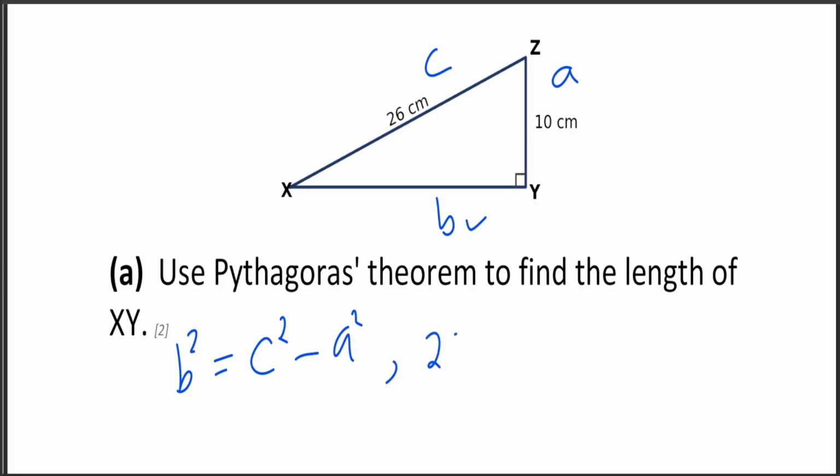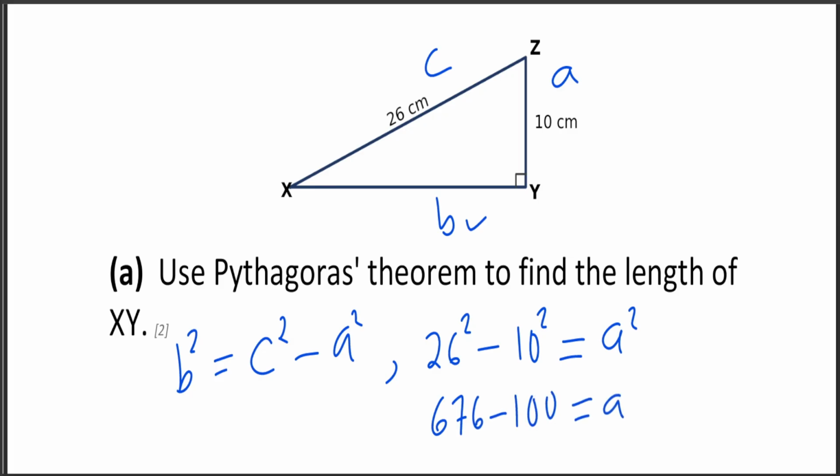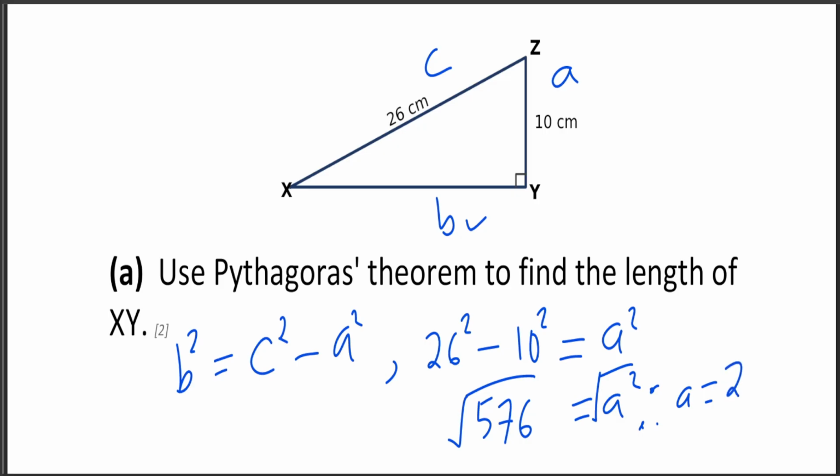So our C being 26 squared minus A squared, which is 10 squared, is equal to B squared. 26 squared is 676 minus 10 squared, which is 100, is equal to B squared. So 676 minus 100 gives you 576. If you square root this, B is equal to the square root of 576, which is 24 centimeters. So that is the length of XY, which we found.